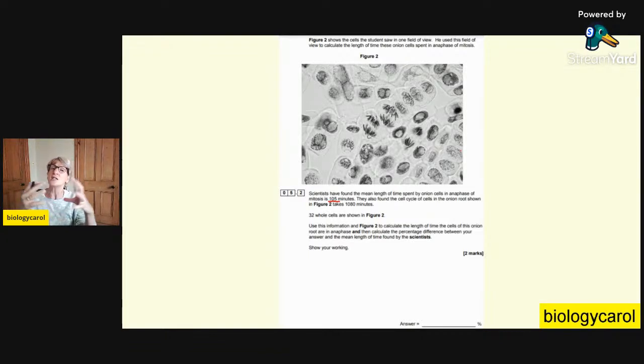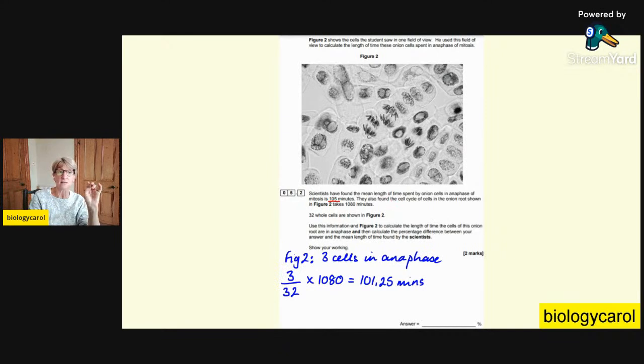And actually, you can extrapolate that gut intuition into a mathematical expression. Because if you know the whole length of the cell cycle, the fraction of the cells that are in a particular stage, in this case anaphase, times the whole length of the cell cycle will give you the length of time that the cells are in anaphase.